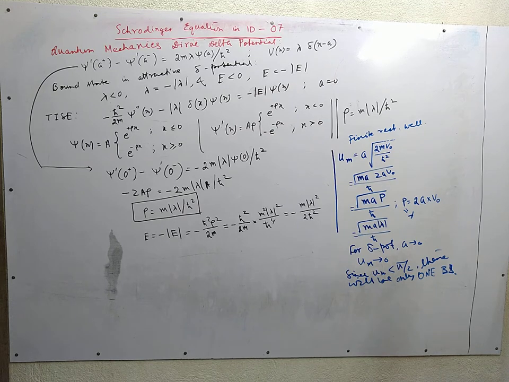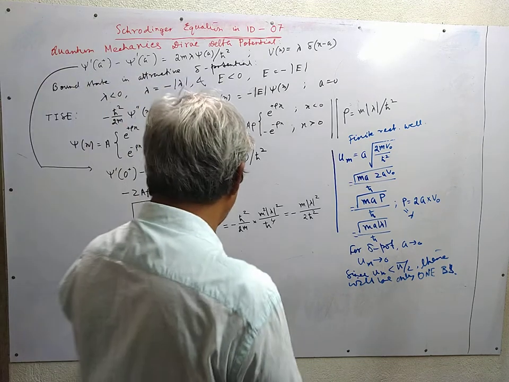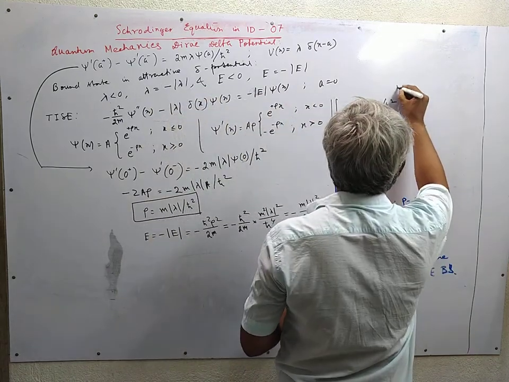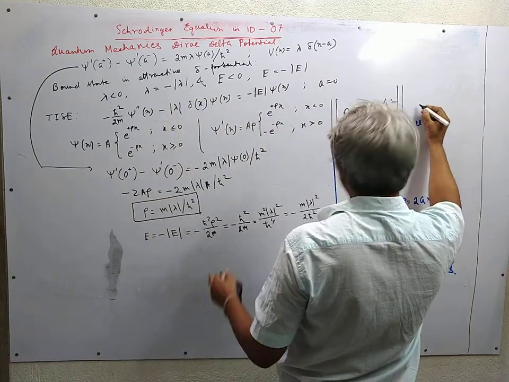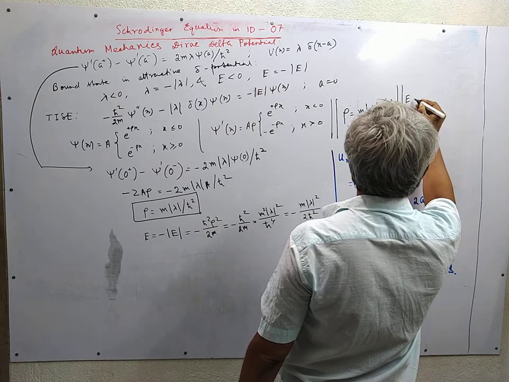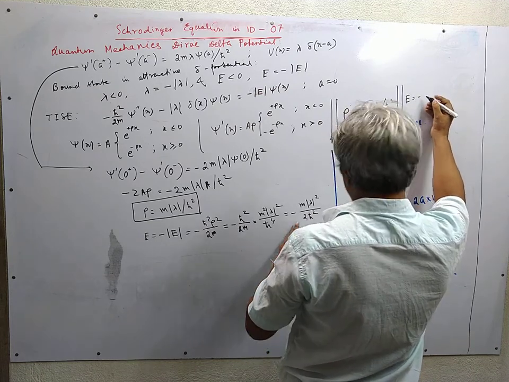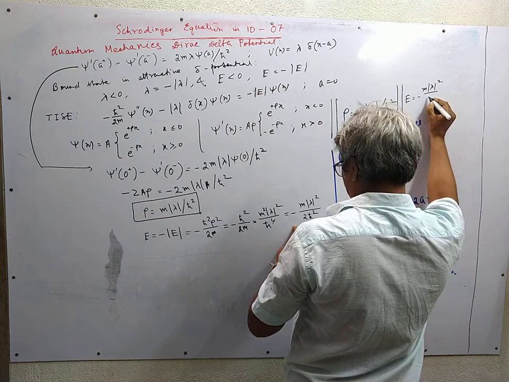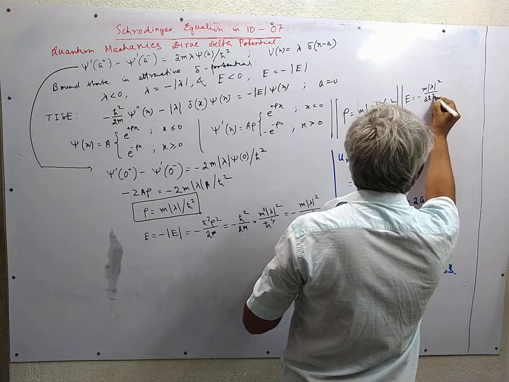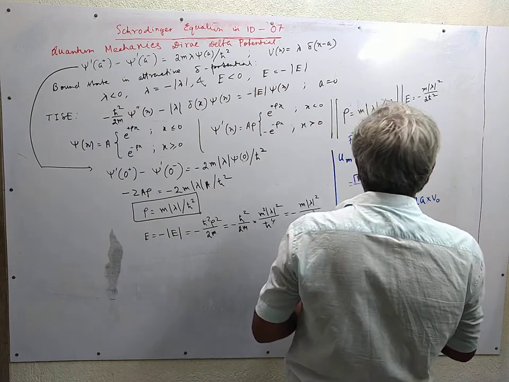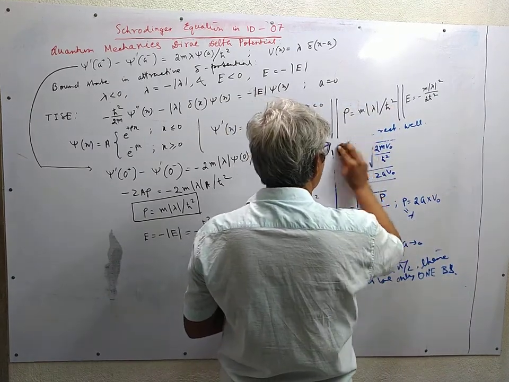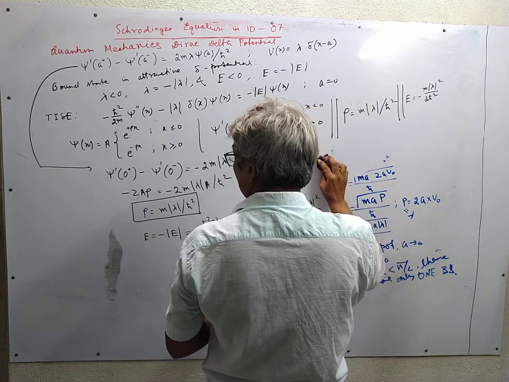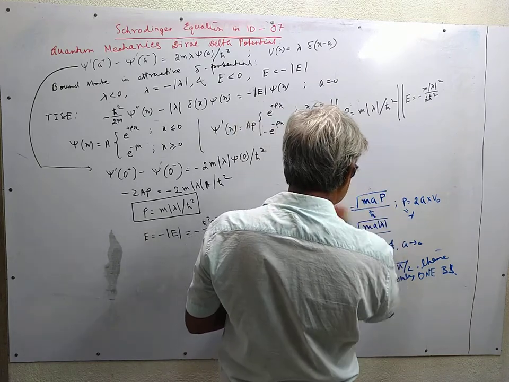Now coming to the normalization condition of the wave function. We have found the energy, and we write the energy values here. These are the summaries. This is the single bound state energy. Now we want to normalize the wave function.